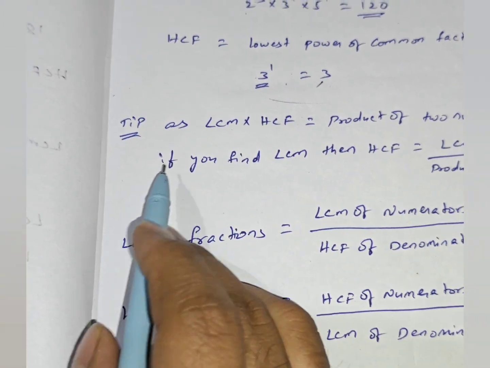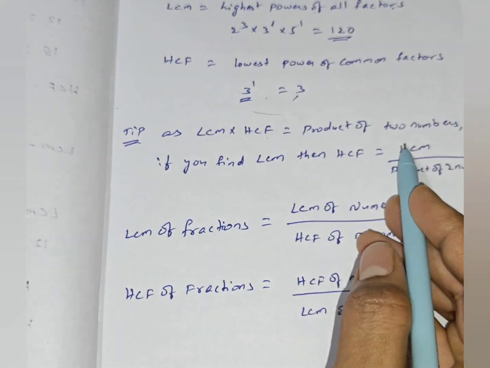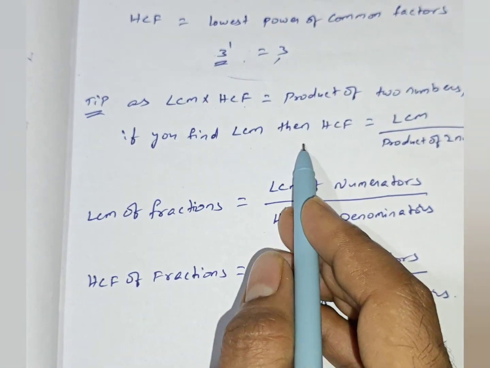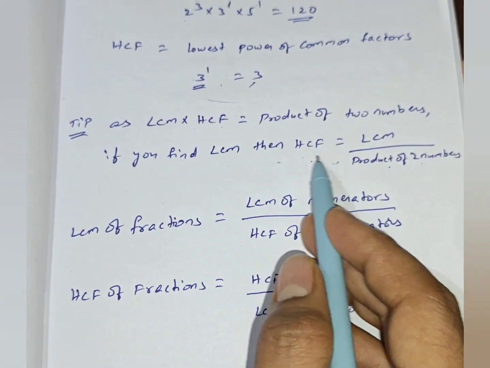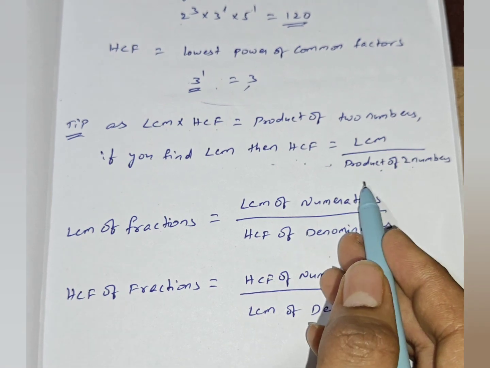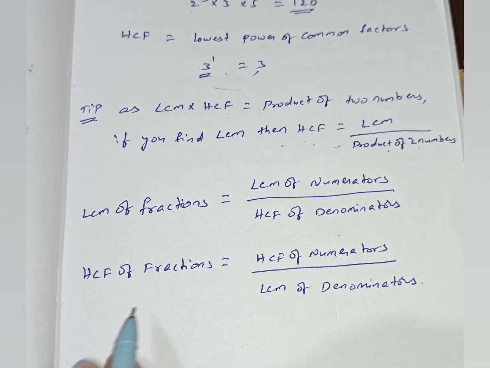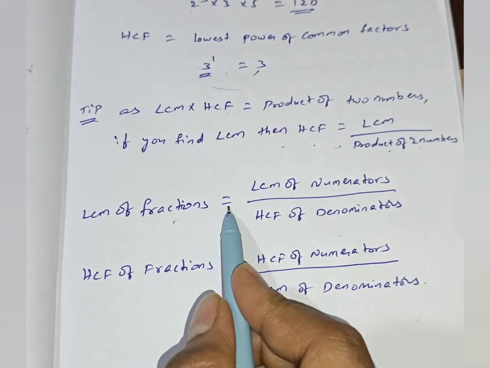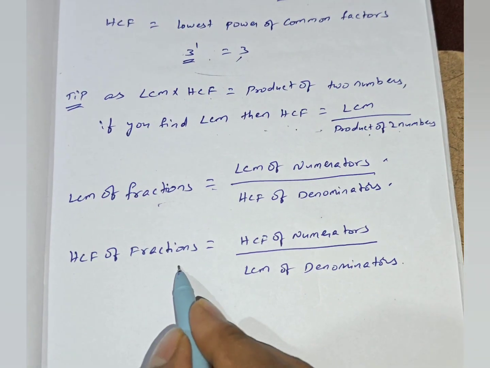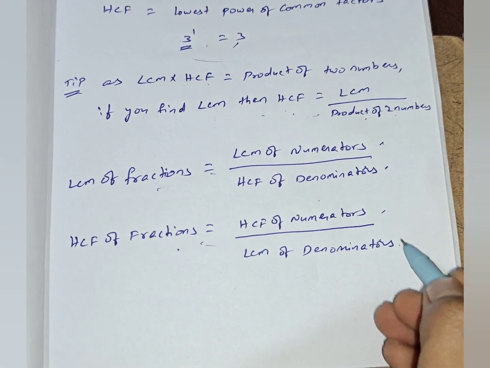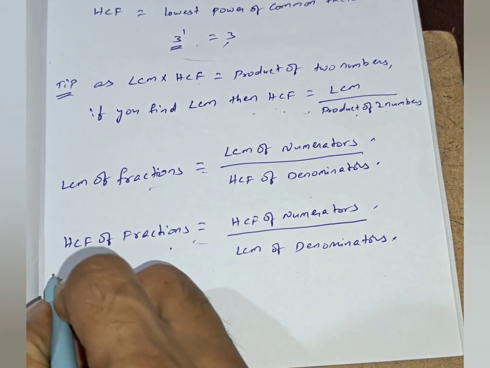And there are some tips we have already discussed. LCM into HCF is equal to the product of the two numbers. If you find the LCM, then HCF is equal to the product of the two numbers divided by the LCM. Or if you find the HCF, then LCM is equal to the product of the two numbers divided by the HCF. And for fractions, how do you calculate LCM and HCF? The LCM of fractions is equal to the LCM of numerators by the HCF of denominators, and the HCF of fractions is equal to the HCF of the numerators by the LCM of the denominators. This way you can find the LCM and HCF of fractions also.